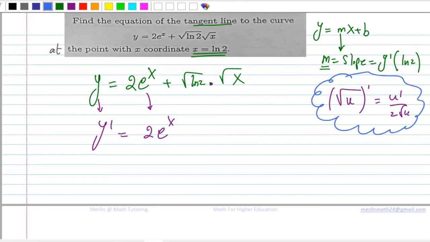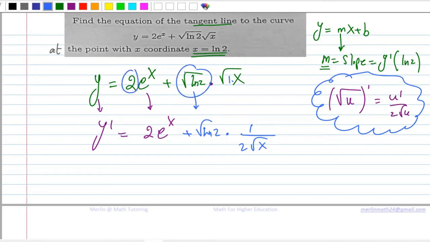We don't like the power of half, so you keep deriving. Deriving radical x, in this case, gives 1 over 2 radical x. That's it. Why do we leave the ln 2? We don't do anything, because as we left the 2 here, we leave this.